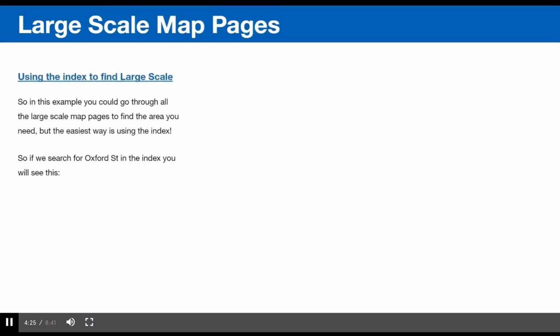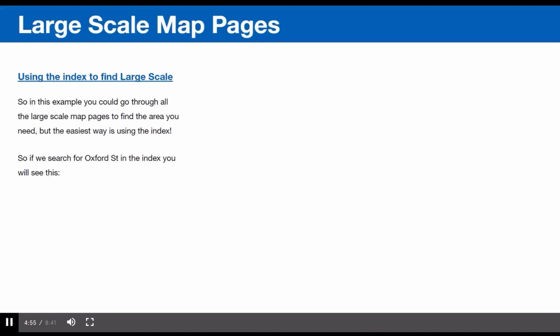So, how do we find Oxford Street in the large-scale maps if we cannot use the line on the page? The best way to go about it is using the index. You could go to the large-scale map section and skim through all the large-scale pages, but that will take up time. So the quickest way is to use the index.